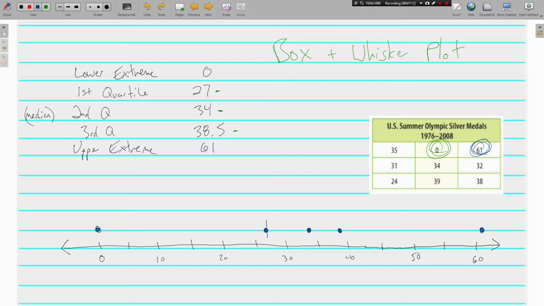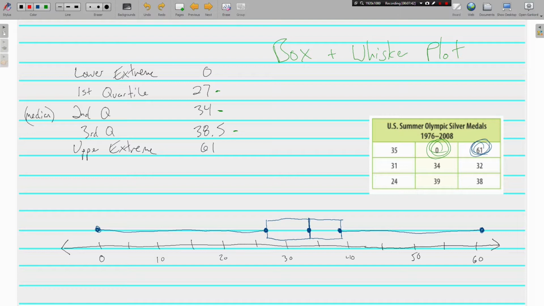The box goes around the interquartile range. The interquartile range is the range of the middle half of the data. And then our whiskers, we get whiskers drawn from the box to both the lower and upper extremes. And then we're going to go ahead and draw a line through our median, our second quartile as well.